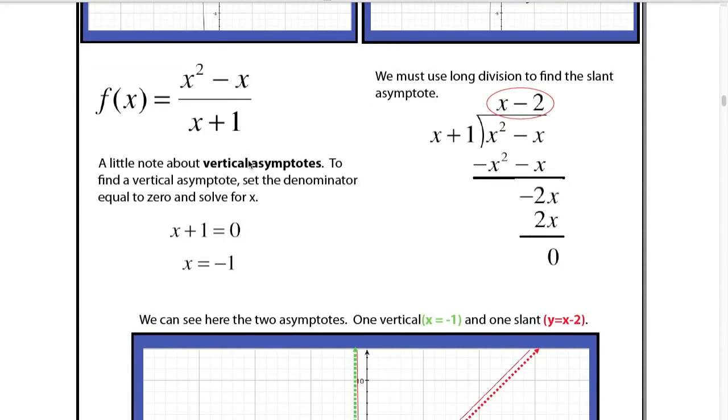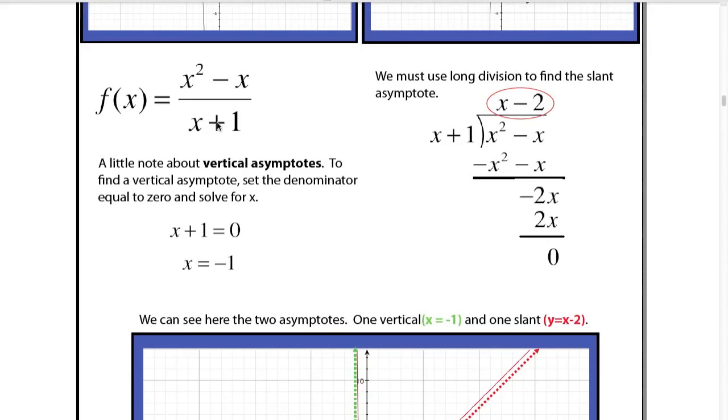And while we're at it, let's talk about vertical asymptotes. These are probably the easiest of all the asymptotes to find. The one thing you have to do in a vertical asymptote is simply take the denominator and set it equal to 0. In this case, we would set x plus 1 equal to 0. We solve for x, so I have x equals negative 1.